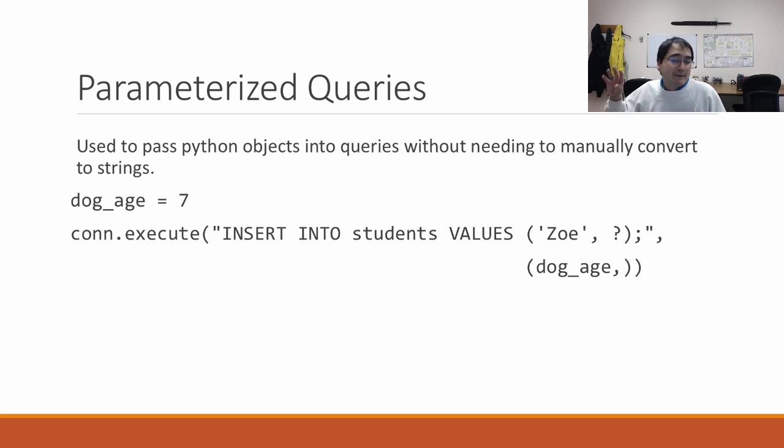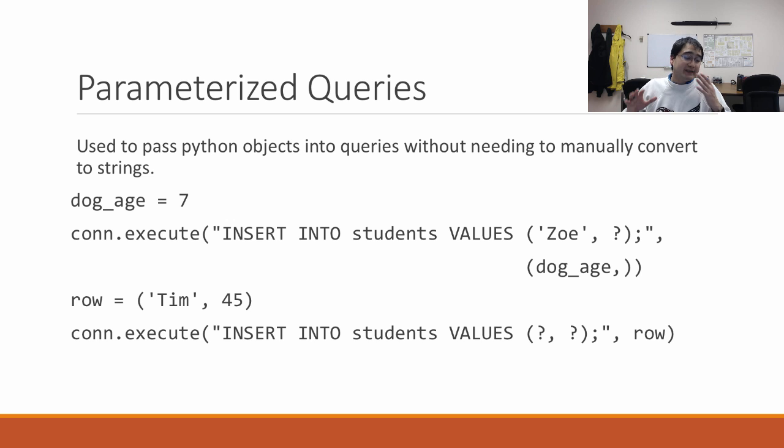Now, if you only have one question mark, your tuple only has to have one thing in it. It only has to be dog age. And now note that comma there is actually necessary. If you take out the comma, you didn't actually pass in a tuple. You just passed in an integer, and that would break things. And so with this dog age, this variable is getting put into the question mark, and it's doing the converting to strings and escaping and doing all of that on your behalf. However, you can have more than one question mark in a query.